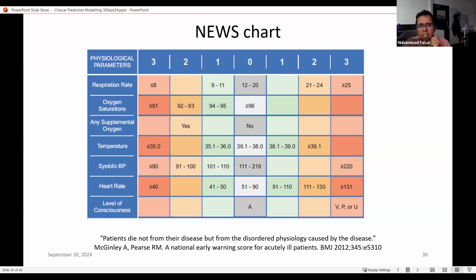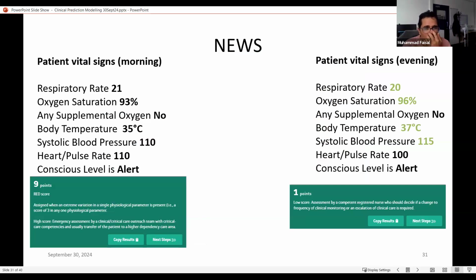So the assumption is that these patients actually died not from their disease, but from this physiology. That is basically the main assumption. It says that if we work on the physiology, and treat based on the physiology, where each parameter refers to some organ of the body, then there is some clinical backing to this as well.